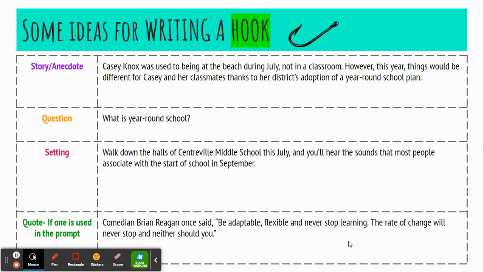The setting is when you want to take a minute and paint a picture of where things are happening so that the reader can see themselves in that situation or get a better sense of what is really going on here by being able to visualize it. And then last but not least, a lot of your writing prompts will have a quote. You can use that quote in your hook and build on that to draw the reader in.